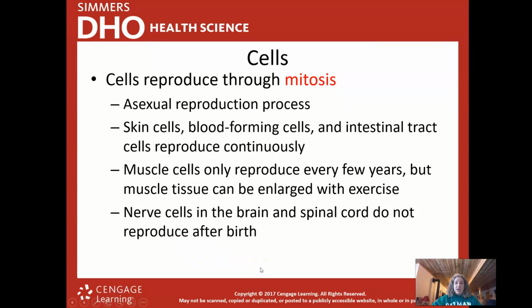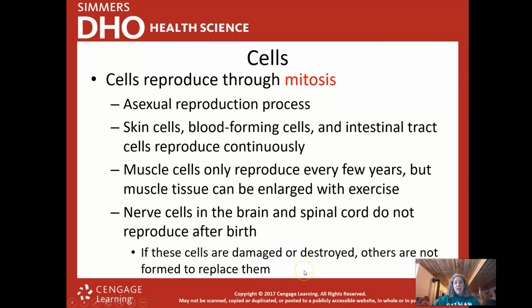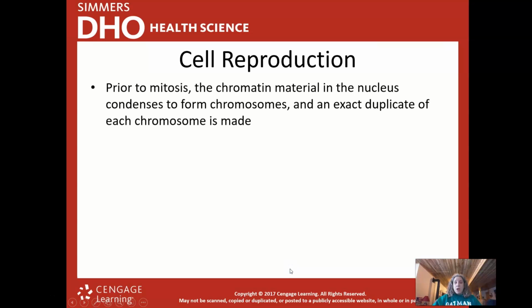So that is why if someone has a spinal cord injury, usually they don't produce new cells to regenerate and fix that injury. If these cells are damaged or destroyed, others are not formed to replace them, so therefore the injury stays the same. So cell reproduction is called mitosis.